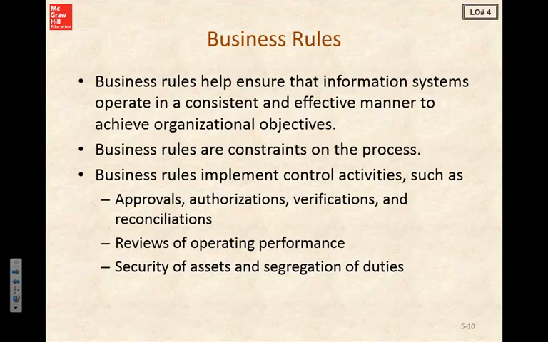Let's take a moment to briefly revisit our business rules, just keeping in mind our customer of Sunset Graphics. So again, business rules help us ensure that the information systems operate in a consistent and effective manner to achieve the organization's objectives. Business rules are constraints on the process, and business rules implement control activities such as approvals, authorizations, verifications, reconciliations, reviews of operating performance, and security of assets and segregation of duties.